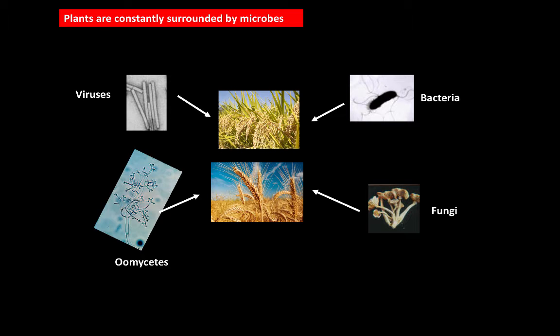But plants don't grow in isolation. Plants are constantly surrounded by microbes, which could be viruses, oomycetes, fungi, or bacteria. Because plants are so energy rich, with a lot of starch and sugars, not only do we want to eat them, but these bacteria, fungi, viruses, and oomycetes also want to get the energy out of the plants. So plants need to be able to defend themselves, like all other organisms. Plants also have an immune system, and that's what I'm going to explain in the next slide.